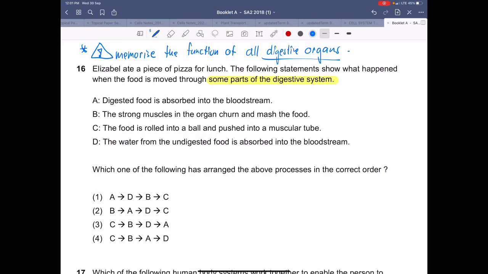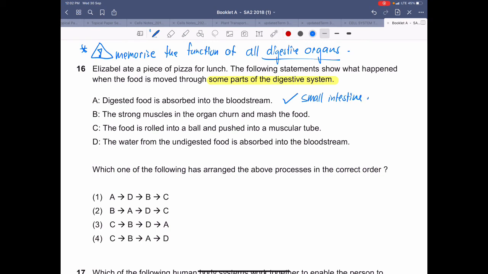Now I'm not going to write down because in the very first question or earlier question I've already revised with you what the functions are. Now, A, digested food is absorbed into the bloodstream. Okay, is this true or false? True. Okay, so which part is this? Small intestine.